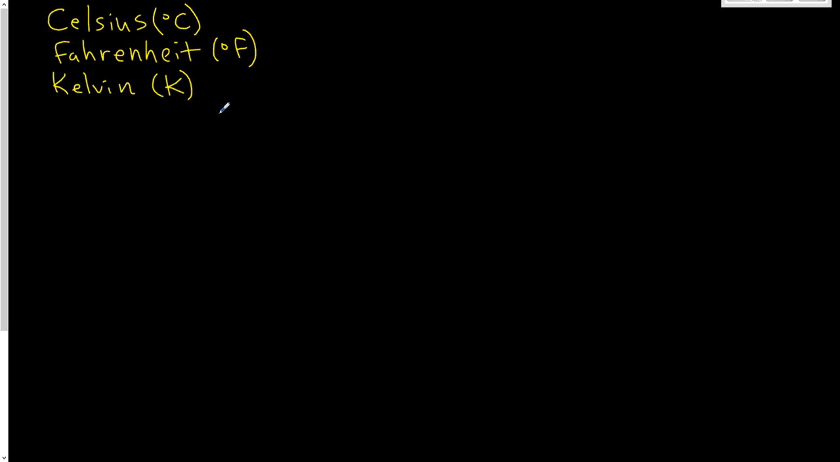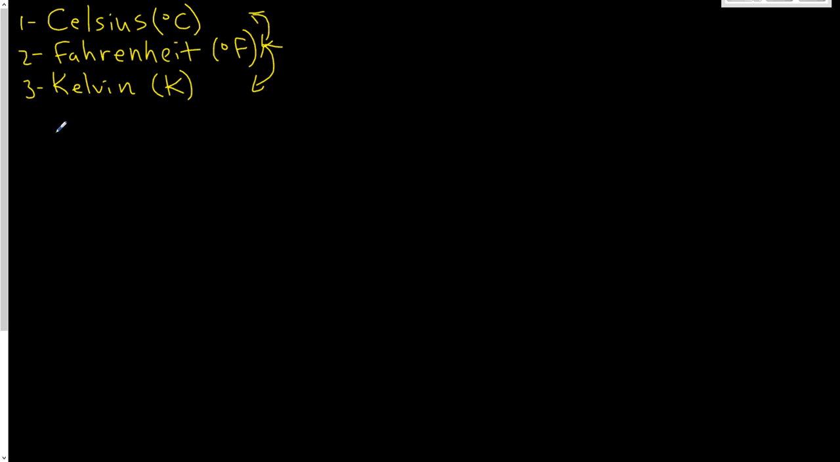Hello, and today we're going to look at three different temperature scales commonly used in science problems: the Celsius scale, the Fahrenheit scale, and the Kelvin scale. We're going to look at converting back and forth from one to the other, so that we can familiarize ourselves with a temperature that, let's say, is given to us in Fahrenheit. What would that be in Celsius, or what would be the equivalent temperature in Kelvin?